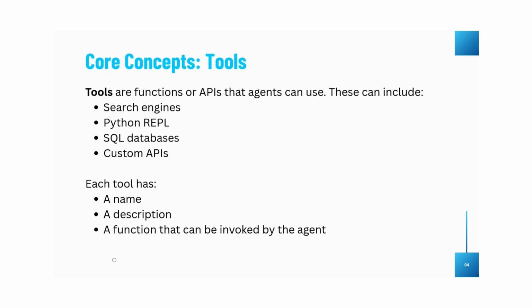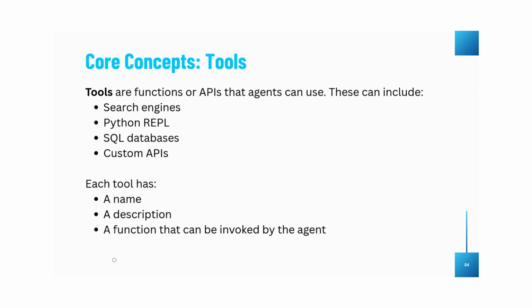What makes up a tool? Every tool in LangChain has three key parts: name, description, and function. A name, so the agent knows what it's called. A description. This helps the agent understand when and why to use it. A function. This is the code that actually runs when the tool is invoked.